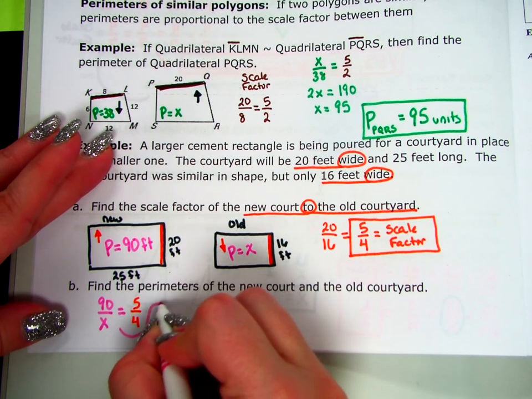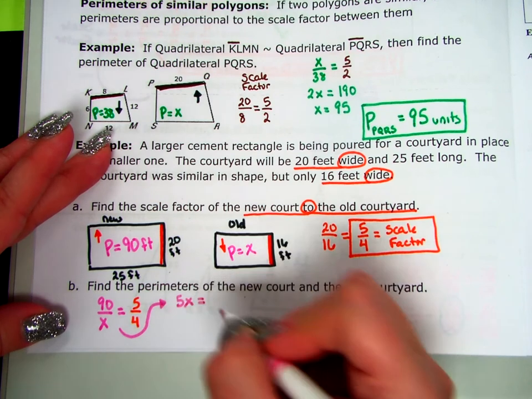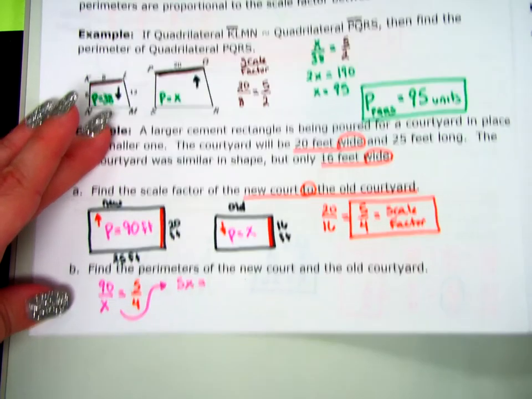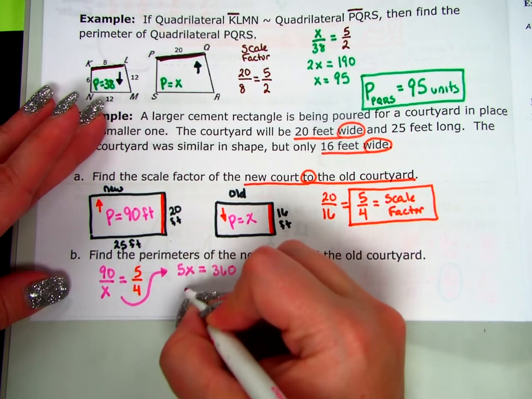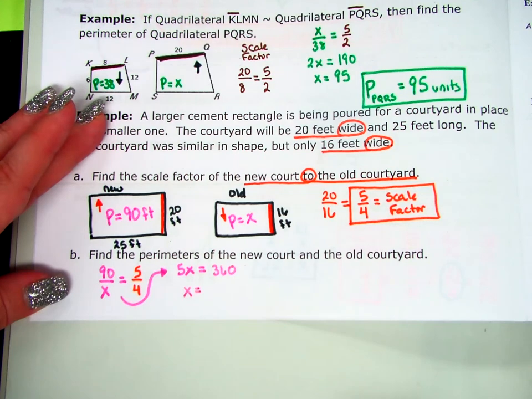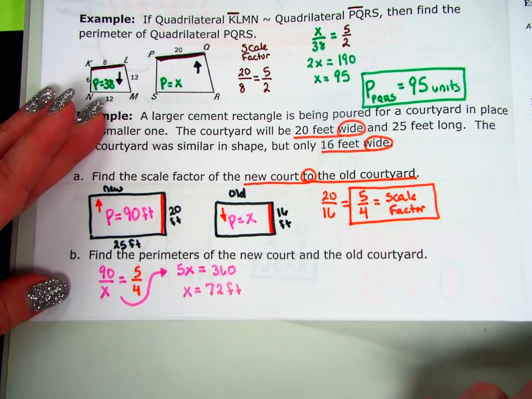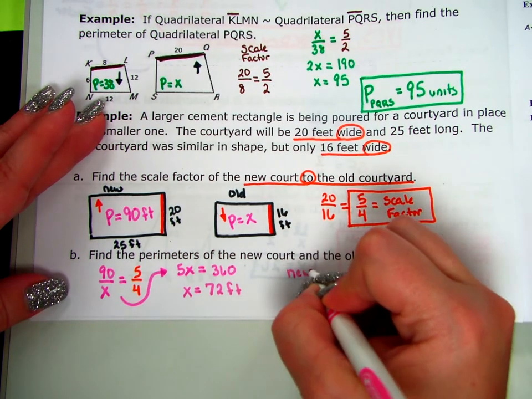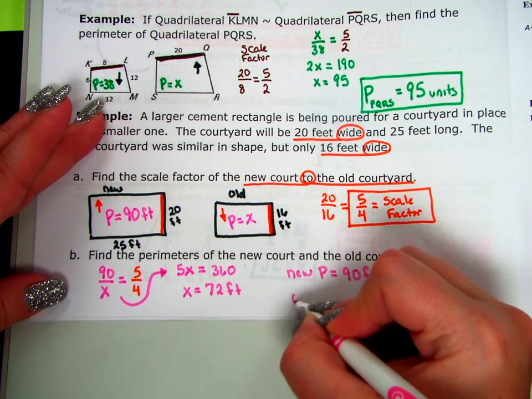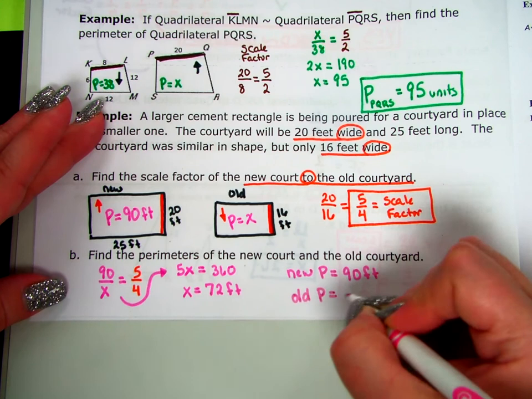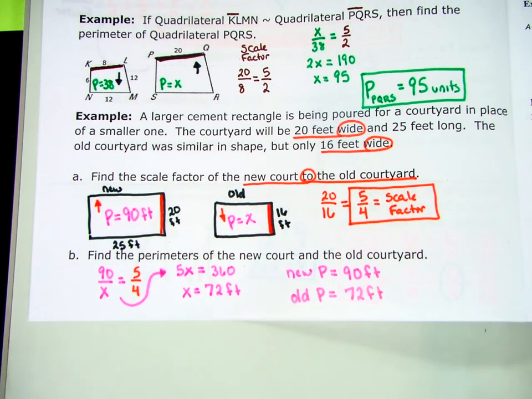Cross multiply. So 5 times x equals 90 times 4. What's 90 times 4? 360. Divide both sides by 5. How big is x? 72. What are my units? Feet. So the perimeter of the new courtyard is 90 feet. The perimeter of the old courtyard was 72 feet. There we go.